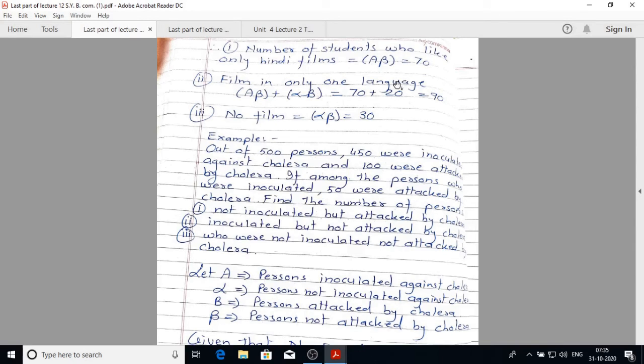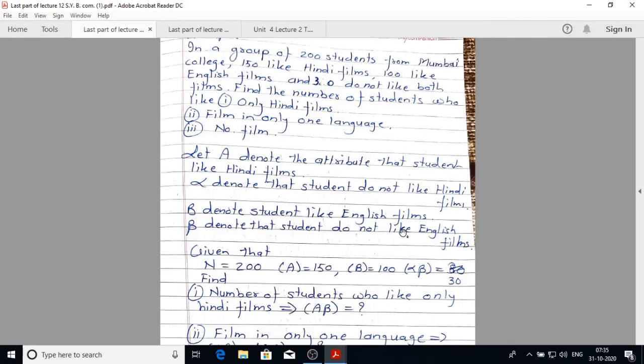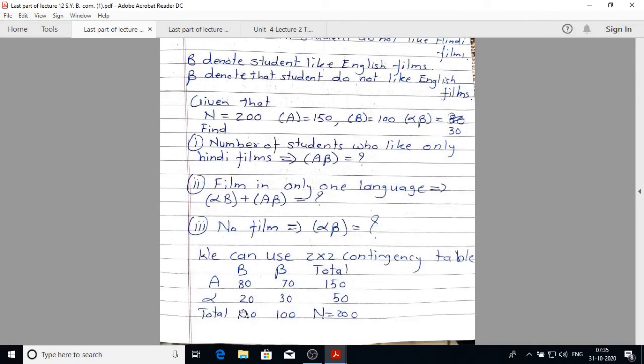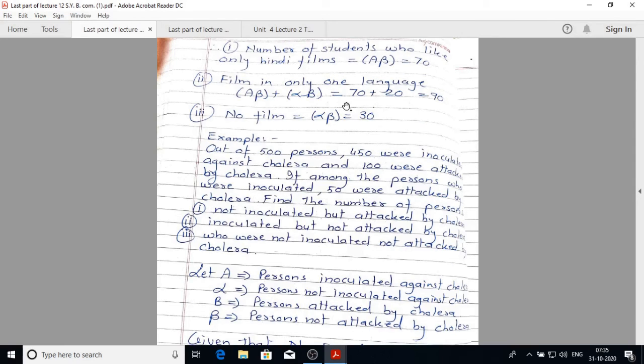Films in only one language means A beta plus alpha B. A beta, just now we have seen that it is 70. Alpha B, the value is 20. So the total becomes 70 plus 20, that is nothing but 90. And no film means alpha beta. This value is directly given in the problem statement, which is nothing but 30.